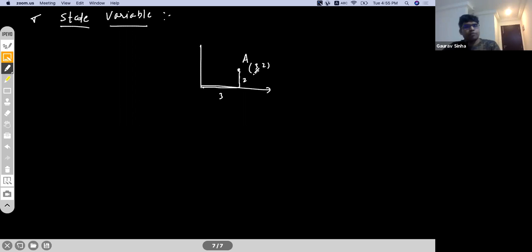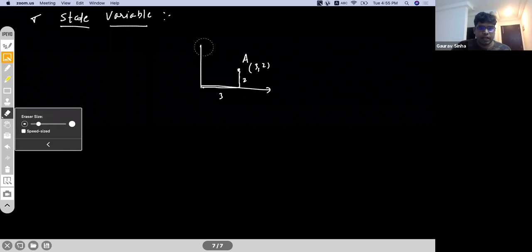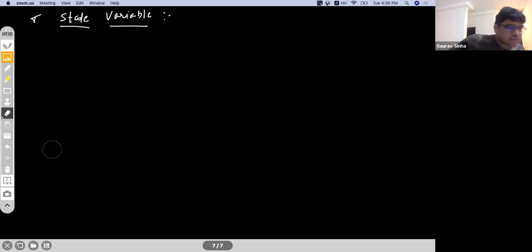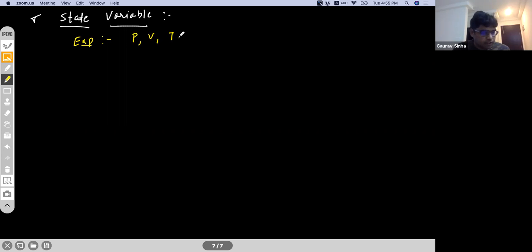Mainly for heavier objects and other things, we use the Cartesian system. For gases, we use pressure, volume, and temperature. Understood? So this we call state variables. Write down the definition quickly, all of you. Variables which define the state of a system are called state variables. Example: we have mainly 3 state variables, that is pressure, volume, and temperature.